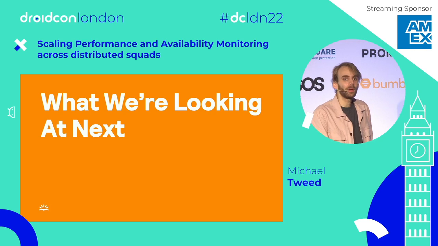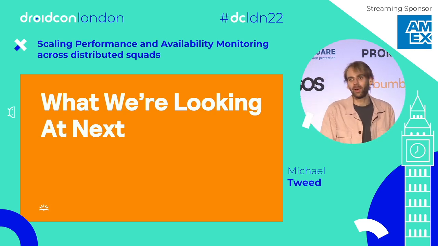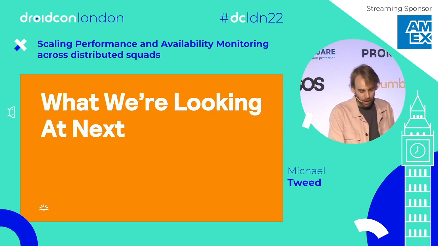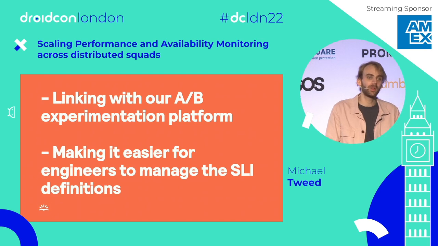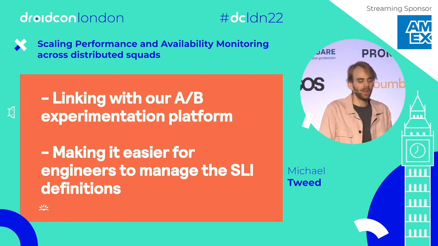As for what we're looking at next, as I said, this has been a very, very long journey, which is still ongoing, with a lot to learn and a lot to go through. So we're looking at how we can link this with our A/B experimentation platform, which again is really powerful. Am I impacting users with this test? What does this mean for the SLO adherence, for the errors, etc.?